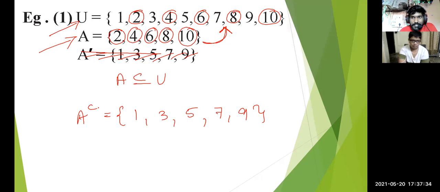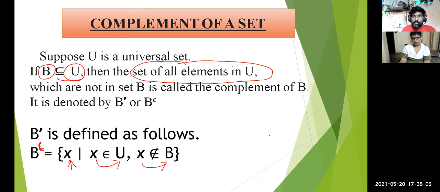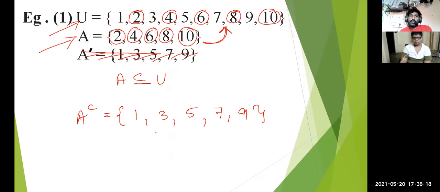Yes, I understand, sir. Okay. So you have to keep this statement in mind. Complement of a set: suppose it is a set A, then all the elements in the universal set which are not in A. That is the definition. If B is a subset of U, then the set of all elements in U, keep in mind U is the universal set, which are not in set B is called the complement of B. That was very clear from this example. You see all the elements in the universal set, not in A.